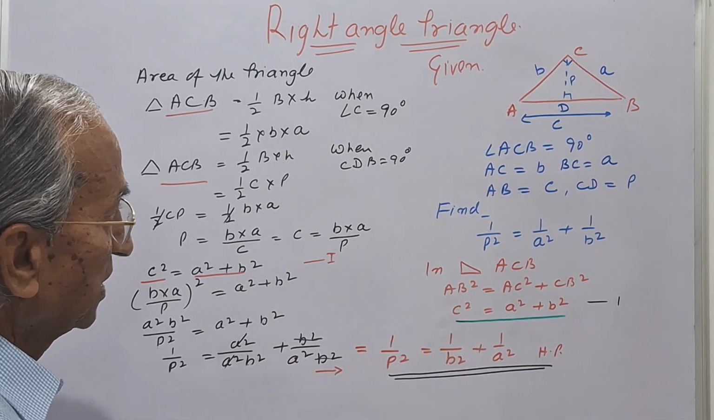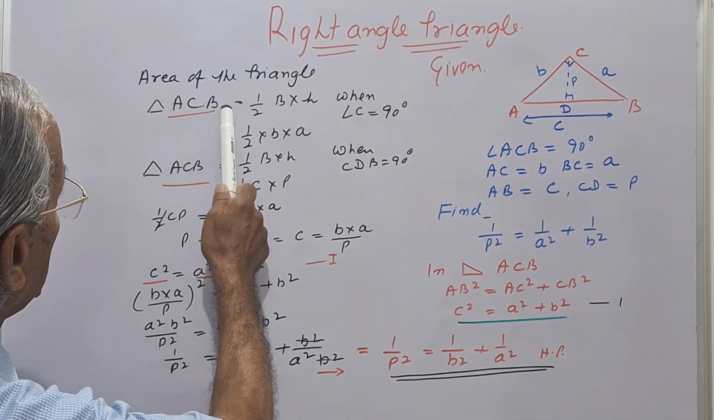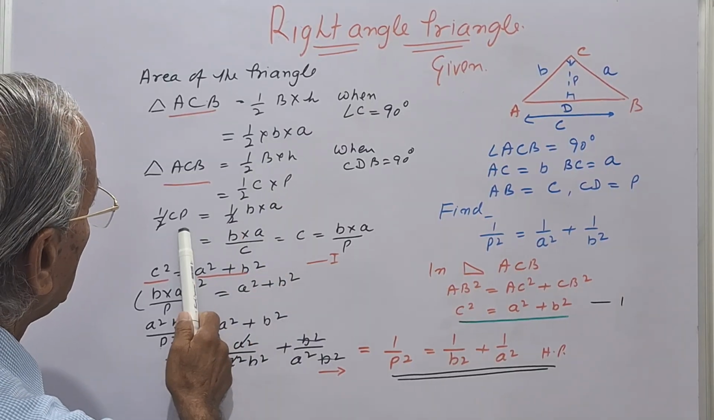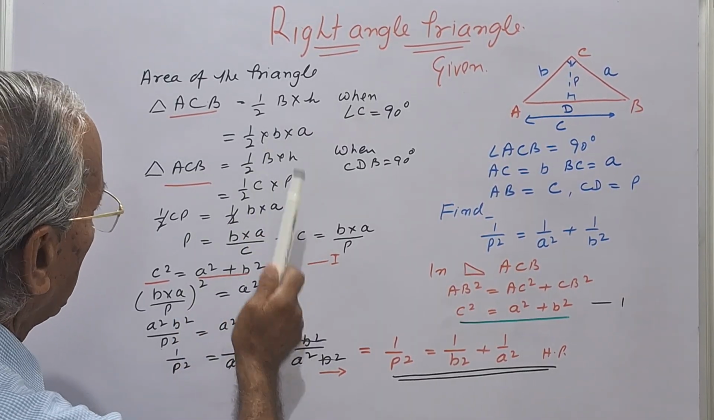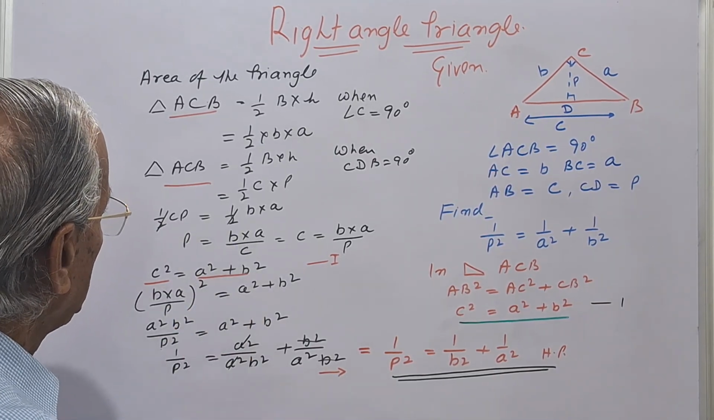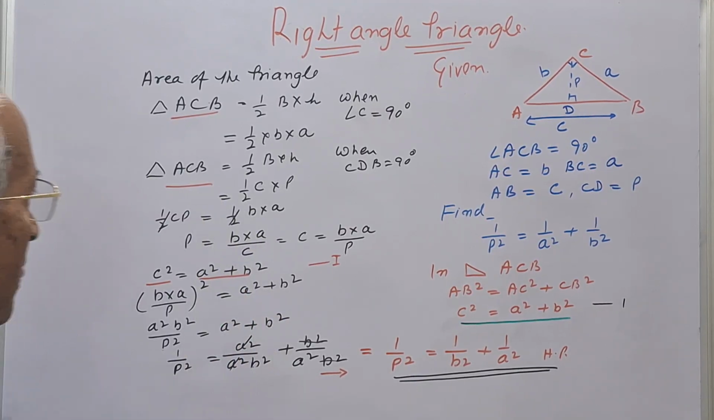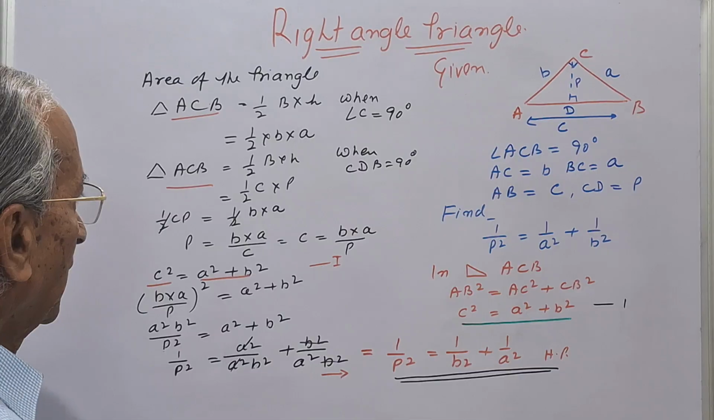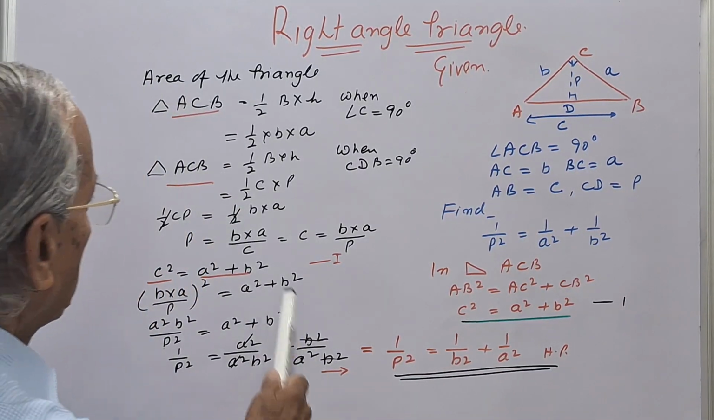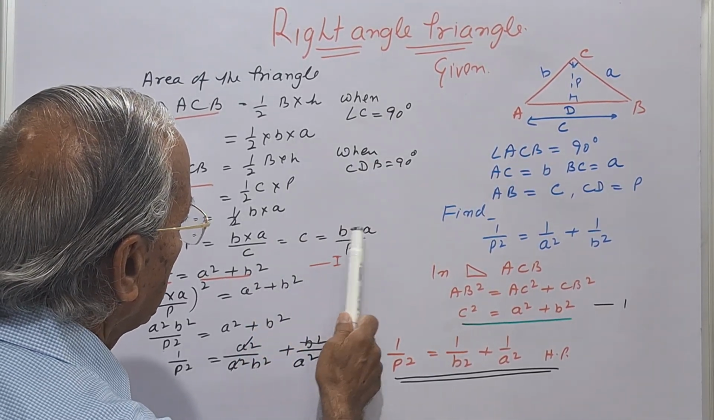Now in both the cases the triangle is the same, so the area will be the same. So area of the ACB in both cases are equal. So 1 upon 2 CP is equal to 1 upon 2 B into A. Simplify, 1 upon 2 on both sides cancel out. Then P is equal to B into A upon C. Okay. Now first equation is C square is equal to A square plus B square. Then from this equation we find the value of C, that is B into A upon P.